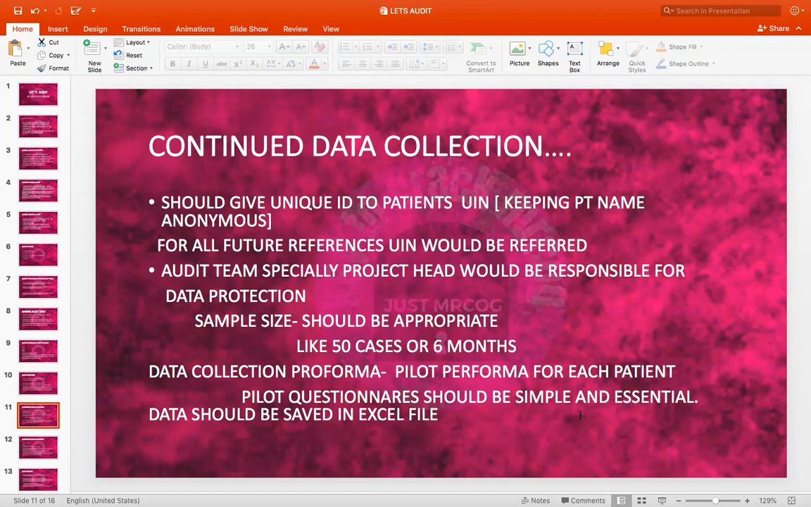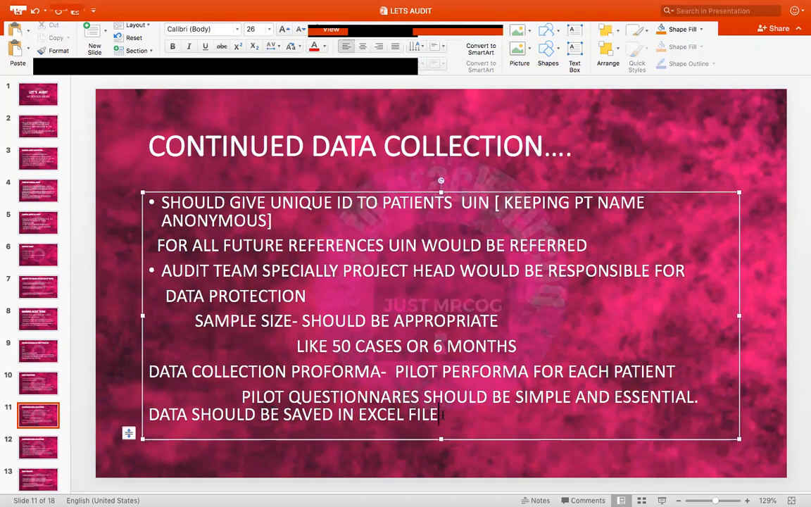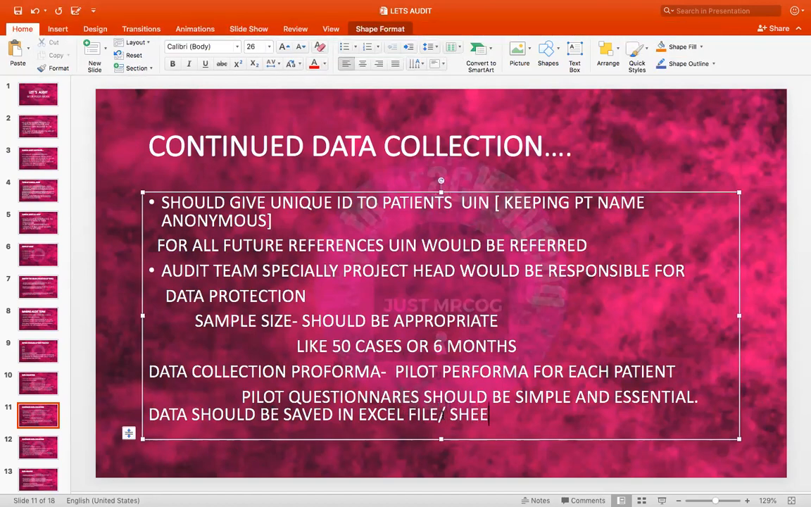So questionnaires are essential because without that there is no performer, but it has to be very simple. And data should be saved in an Excel file or Excel sheet. Again, this is a buzzword.